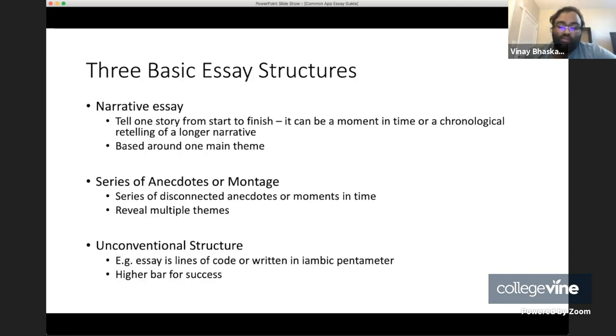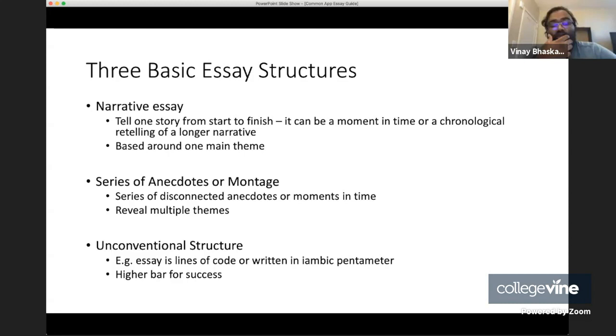Okay, before we dive into the individual Common App essay prompts, I also want to touch briefly on the three basic essay structures. So structure number one is a narrative essay, where you tell one story from start to finish. It can be a story that's told in a moment in time, i.e. within one day, or in a chronological retelling of a longer narrative. And narratives are usually based around one main theme.